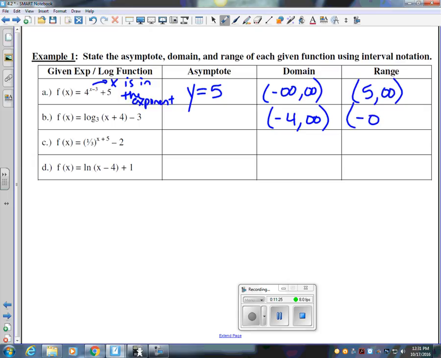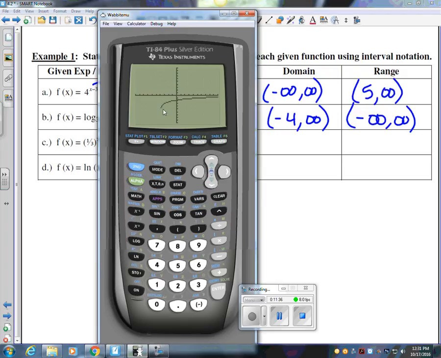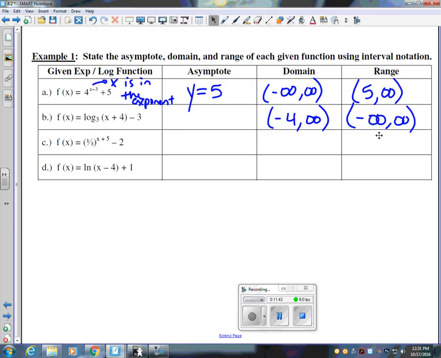And the range is kind of hard to see on the calculator because they don't have arrows, but it does go down forever. So there should be an arrow pointing down right here. You just have to know that. The range of a log function, so if you see the word log, the range will always be -infinity to infinity. Okay. All right, this one, if you look at the calculator again, has an asymptote at x equals -4. It never goes past that imaginary line.